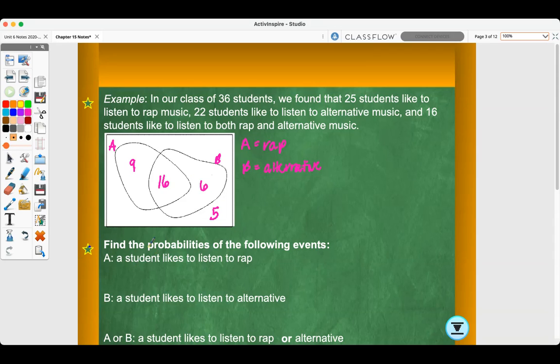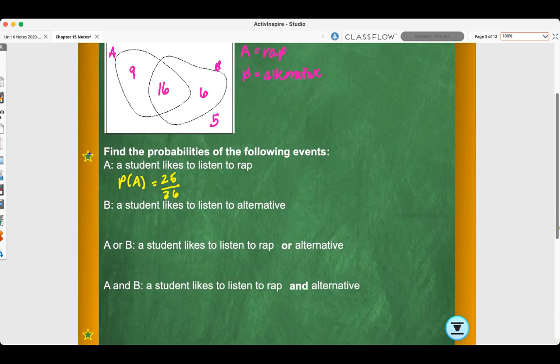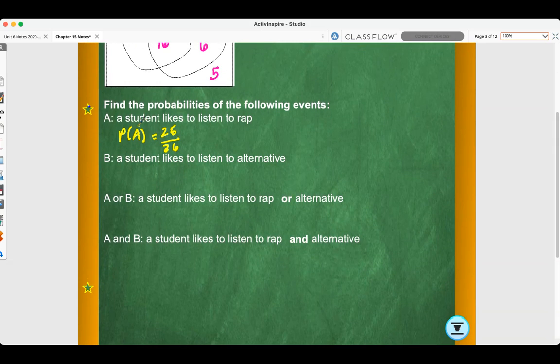So find the probability of the following events. The probability someone likes to listen to rap music. So the probability of event A would be 25, because 25 people like to listen to rap music, out of 36. And then a student likes to listen to alternative music. So the probability a student likes to listen to alternative music would be the probability of event B, which is 22 out of 36, which can reduce to 11 out of 18.